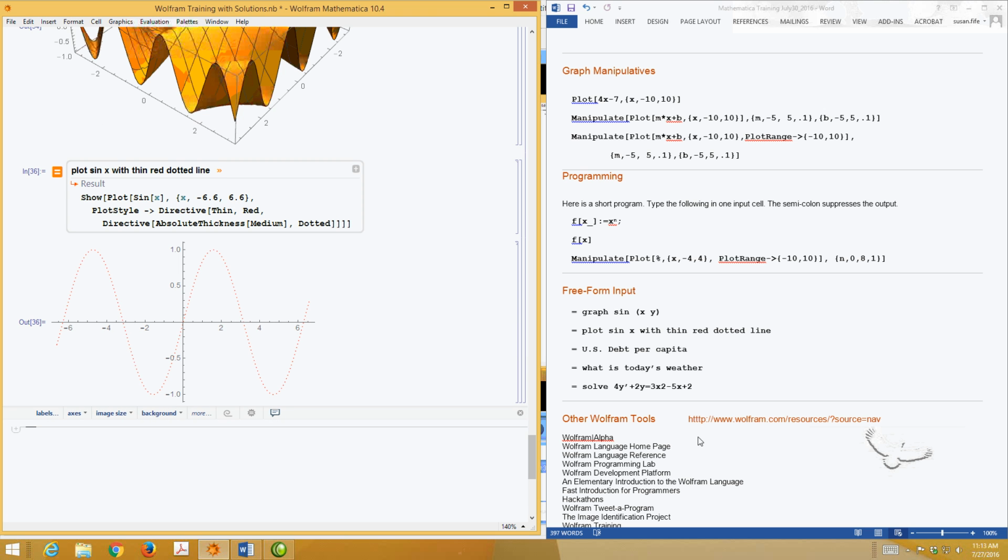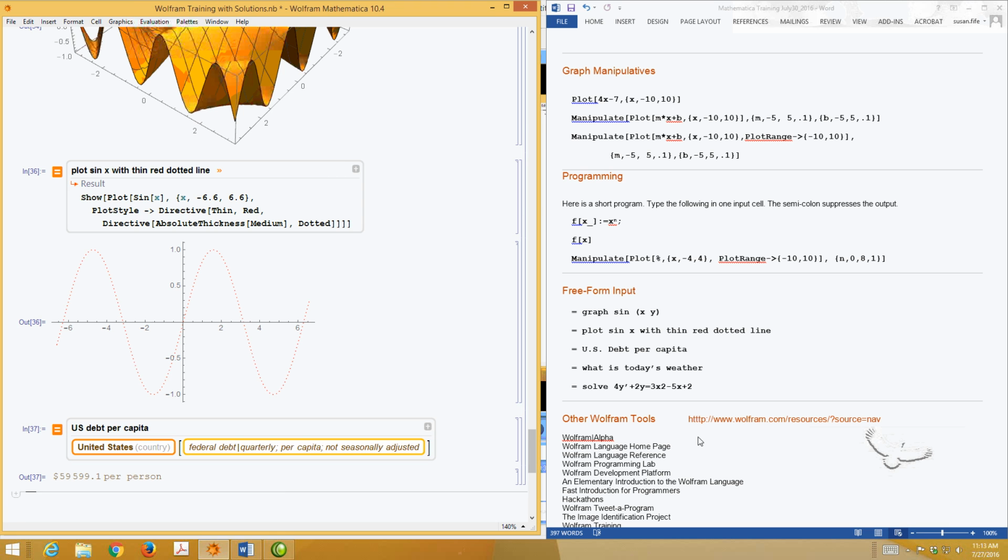How about the US, whoops, forgot the equal sign. US debt per capita. Shift Enter. The U.S. debt per capita is $59,599 per person.